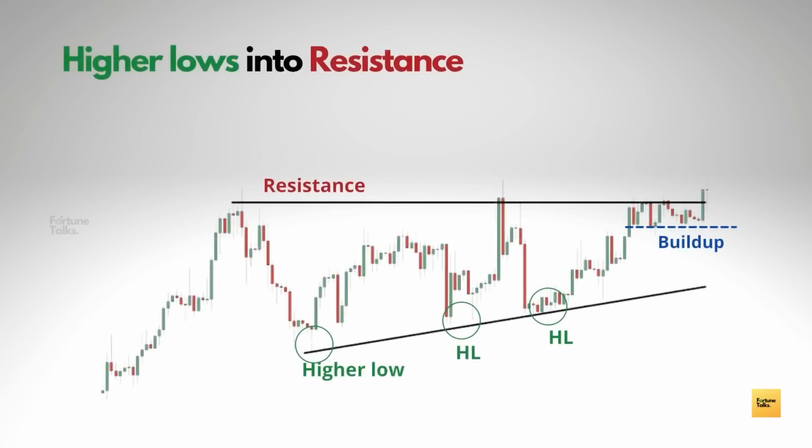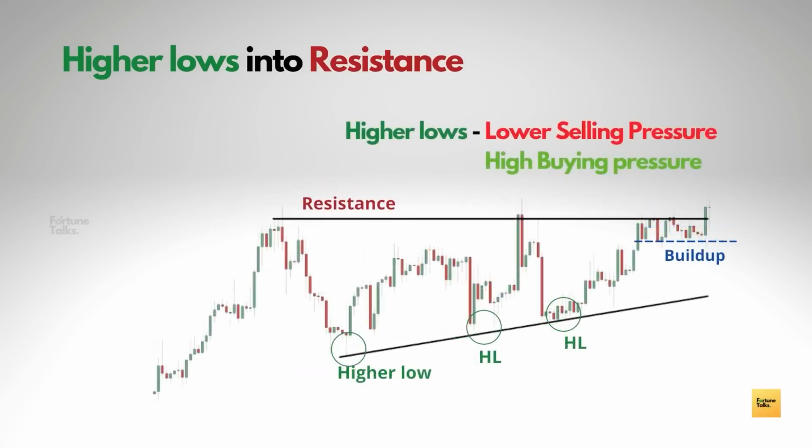So build up is a core concept whenever we trade breakouts. However, there are variations of it. For example, when you see higher lows into resistance, it is a sign of strength or weakness. Now think about it. When you see higher lows into resistance, what does it tell you? It tells you that there is not enough selling pressure or the sellers are weak. It also tells you that there is strong buying pressure which supports the higher prices.